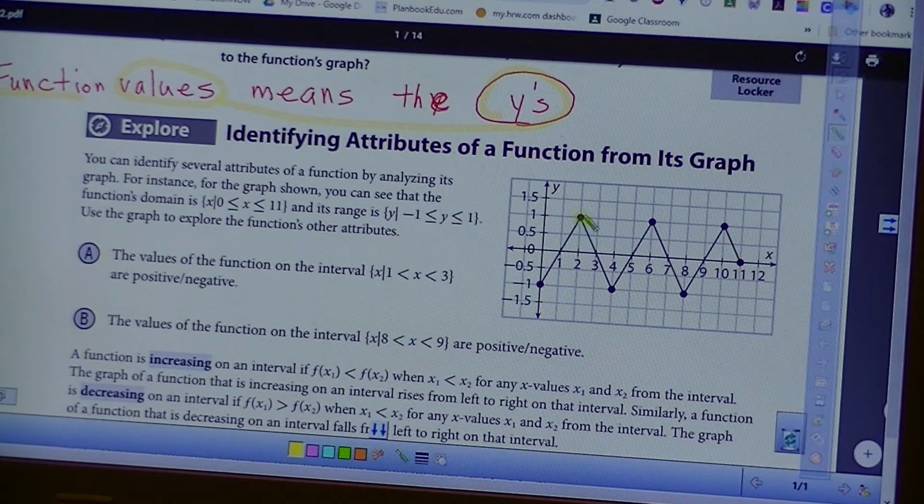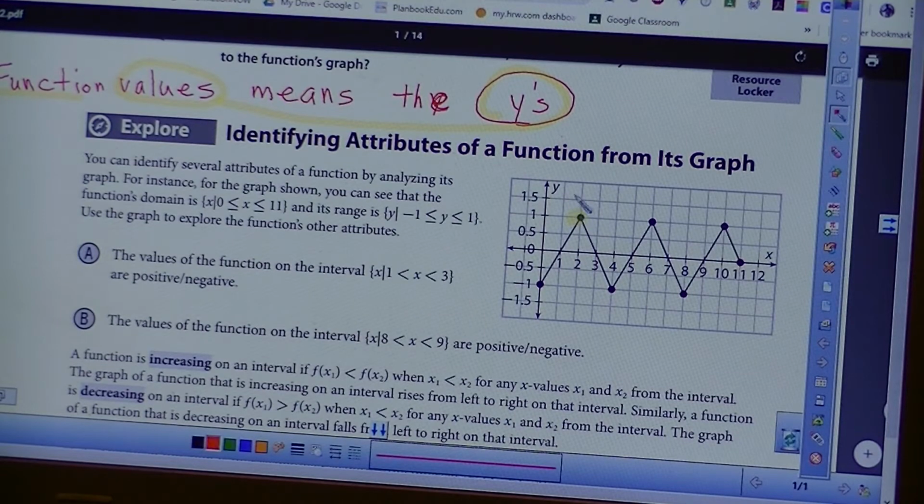Like at this point right here, it's over 2, up 1. So this point is (2, 1). Well, 2 is part of the domain and 1 is part of the range. But check this out: the function value is the 1, the y value. Anytime you see this word, like in the first example we have here, the values of the function, that's code for: look for the y value. That's a pretty big deal. Whenever you see those words, that is what you're trying to pick out.